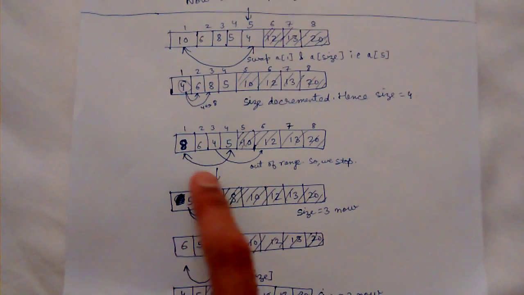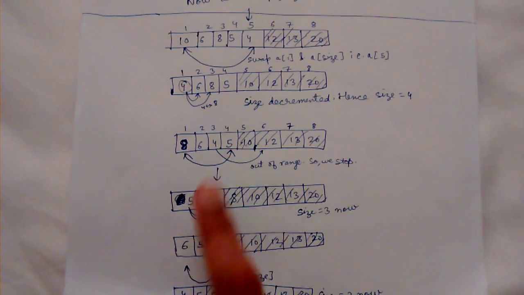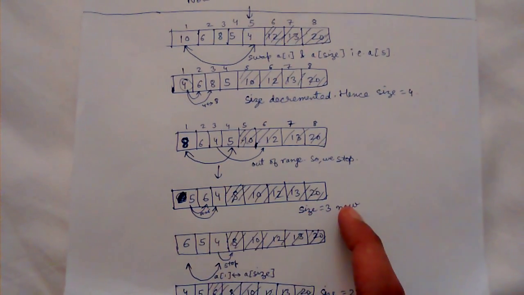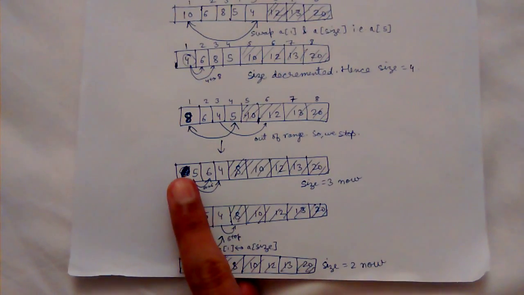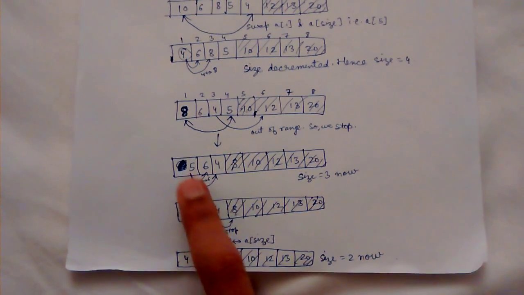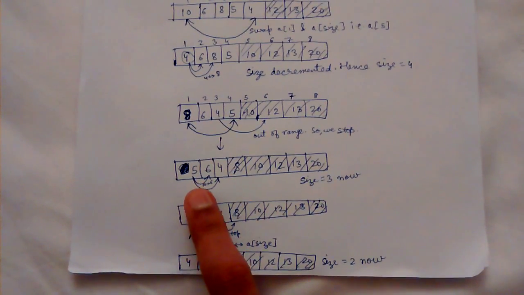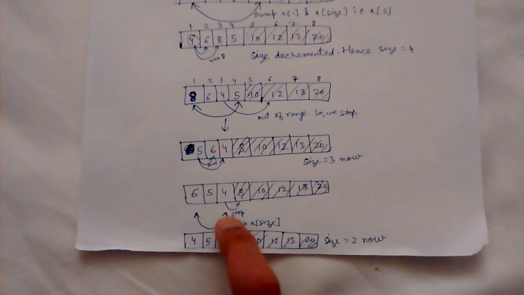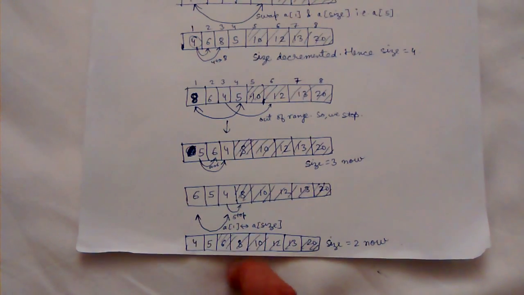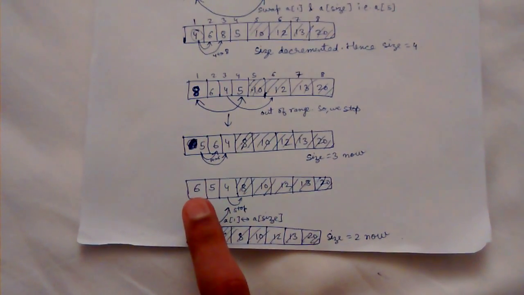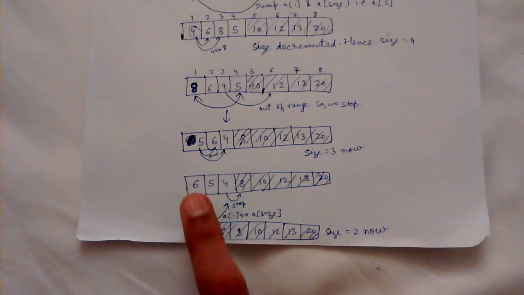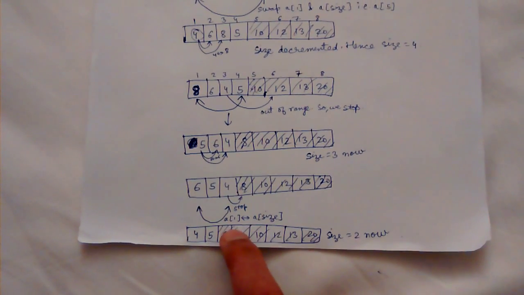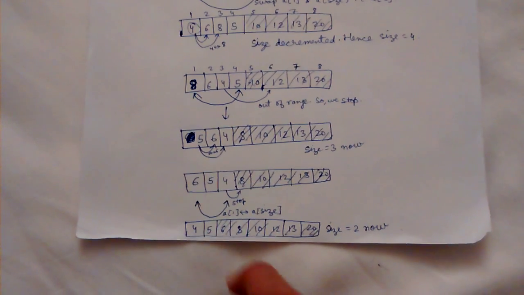Now we swap A1 with A size, that is A1 with A4. 5 comes here, 8 comes here and freezes there, and the size becomes 3 now. We see whose children 5 has: 6 and 4. We swap 5 with 6. 6 comes here. 4's child is now out of range, so we stop. Now what we do is we swap 6 and 4. 6 freezes. 4 and 5 come here.